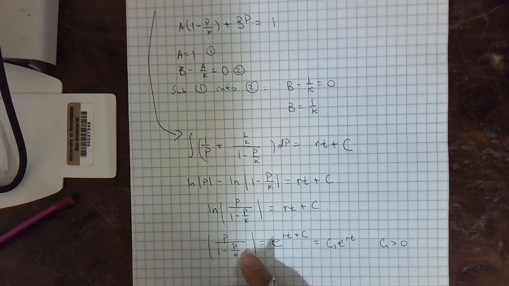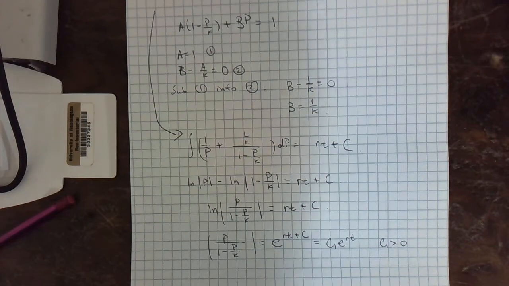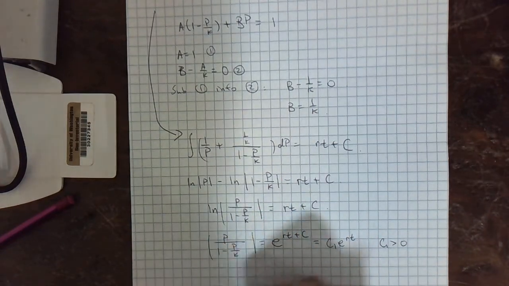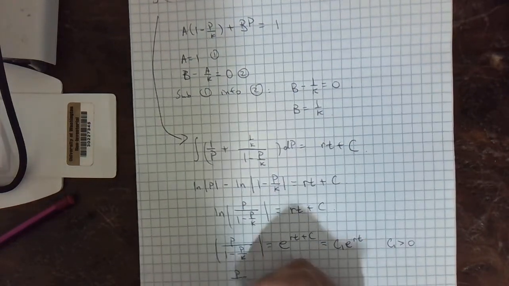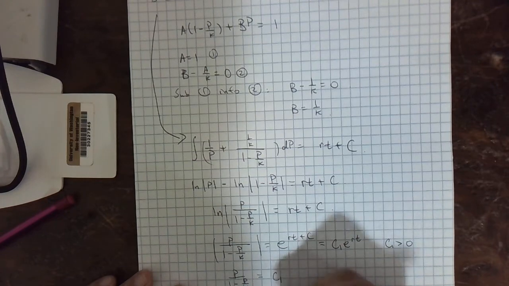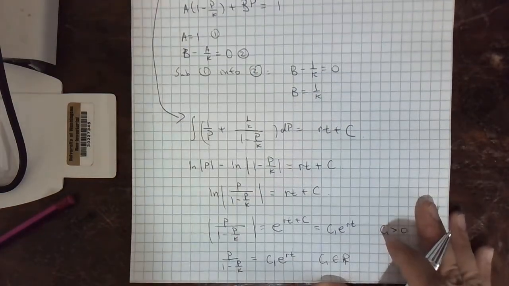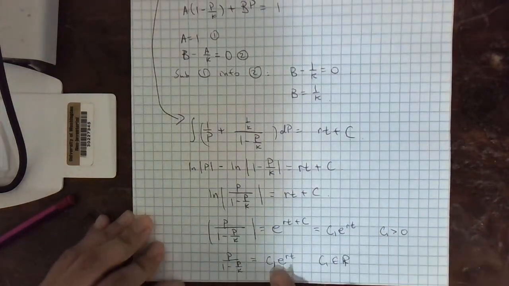But then we have this absolute value. We probably had some 0 stuff going on. We probably said p could not be 0 at the beginning when we divided by it. So we can get rid of all of that. And we say p over 1 minus p over k is, we'll still call it c1, e to the rt, where c1 is now any real number. Okay, now we need to get p by itself. We want p as a function of t, right? So we gotta do more algebra.